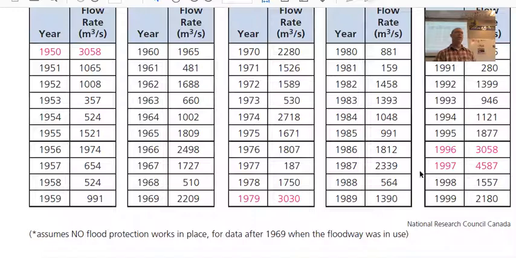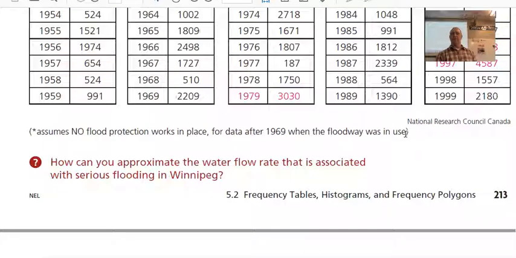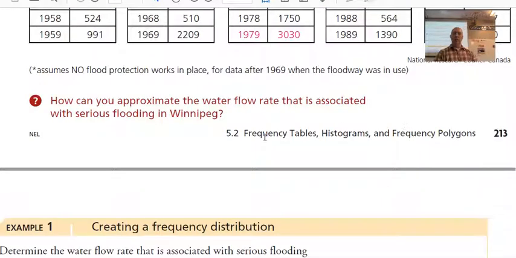Now, if those pink numbers weren't highlighted like that, it might take you a while to sift through this and try to figure out, just like yesterday when we had all those numbers about the battery lifespan and stuff like that. It might be hard to get some information out of it. So the question here is, how can we approximate the water flow rate that is associated with serious flooding in Winnipeg?